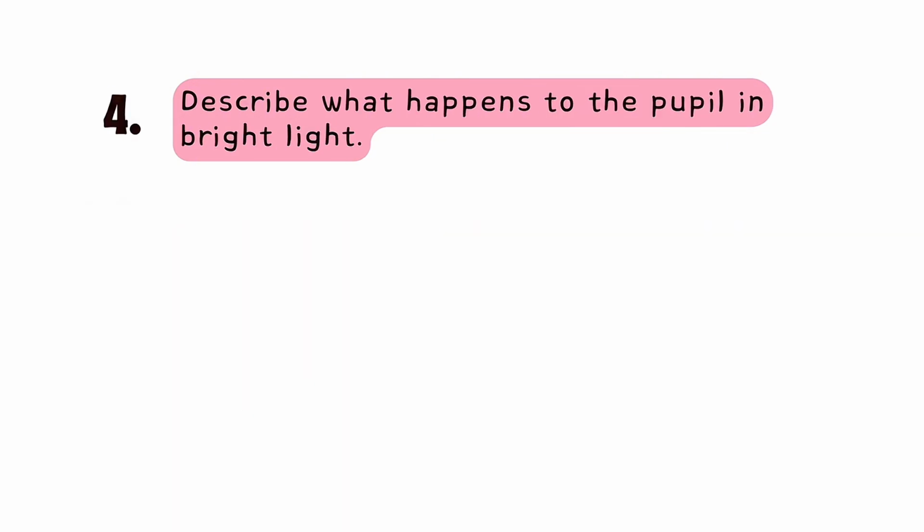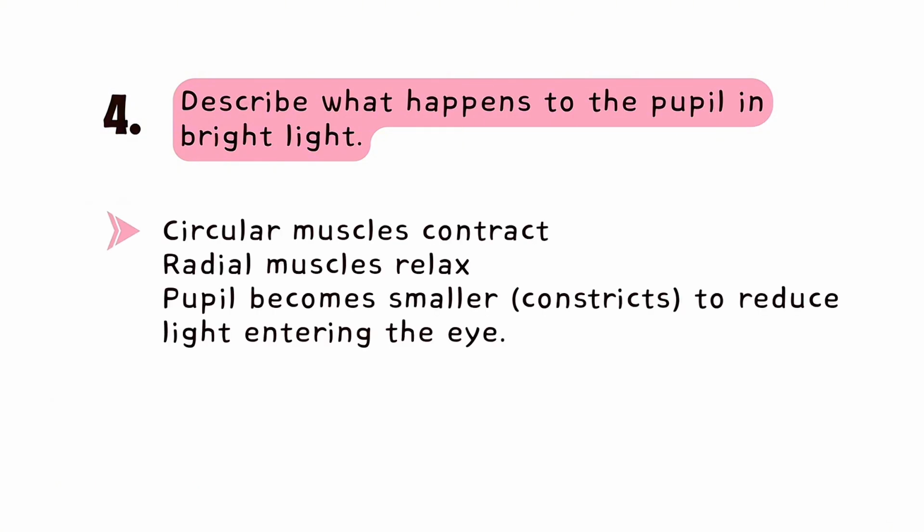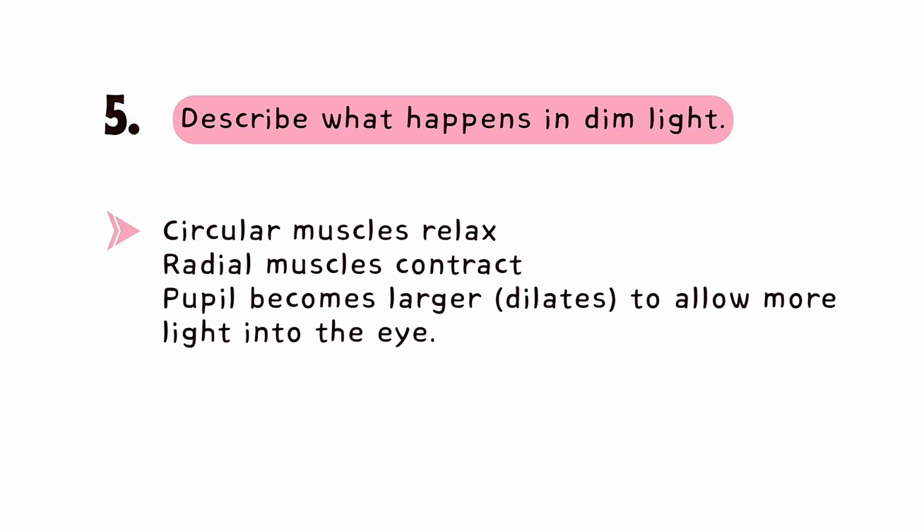Describe what happens to the pupil in bright light. Circular muscle contract, radial muscle relax, pupil becomes smaller to reduce light entering the eye. Describe what happens in dim light. Circular muscle relax, radial muscle contract, pupil becomes larger to allow more light into the eye.